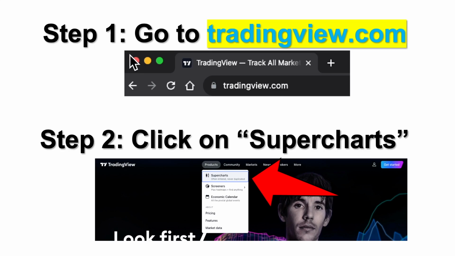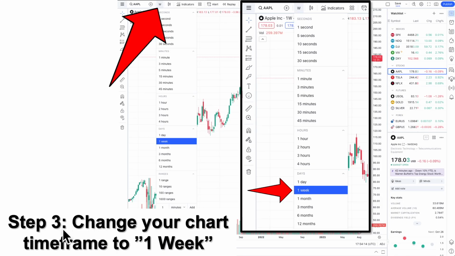So step 1, you will need to go to tradingview.com. So type tradingview.com into your browser. Then at the website, step 2, you will need to click on Superchart. So this is a free to use charting platform. You just need to register an account and log in. Step 3, you need to change your chart time frame to 1 week. Click on the icon here and select 1 week.